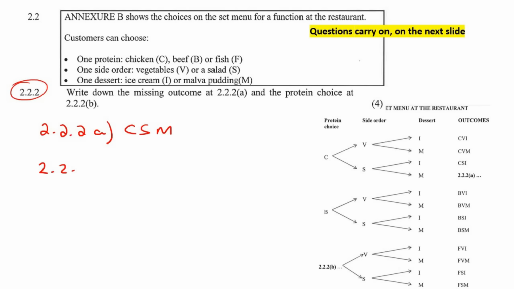Okay, 2.2.2b. So remember the protein choices. They told us that there's chicken, beef, or fish. So we can see the chicken, we can see the beef, and so this one would have to be fish.